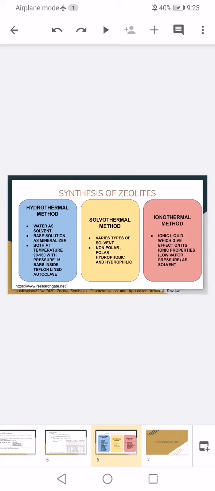So basically, this method will produce an optimum zeolite production. Roughly, this method is much easier and cheaper than the other method because it uses low temperature.